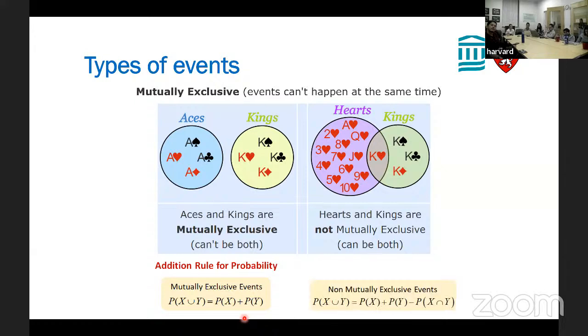But if they are not mutually exclusive, if it's plausible to have both events happening at the same time, then this formula will be wrong. You will need to subtract the intersection, like in this case, because otherwise you're going to count that twice in your calculation. So you will need to subtract this to get the joint probability.